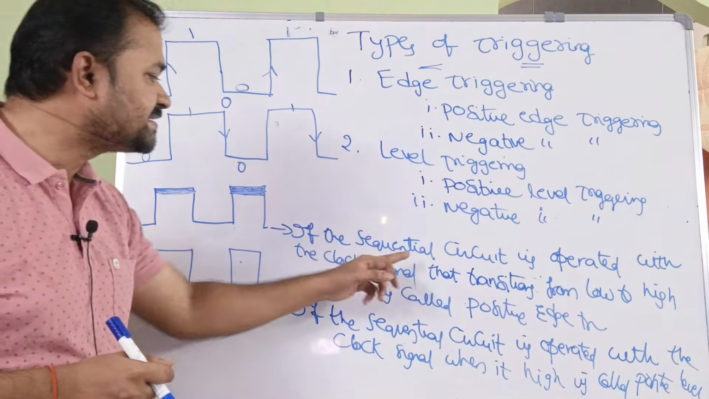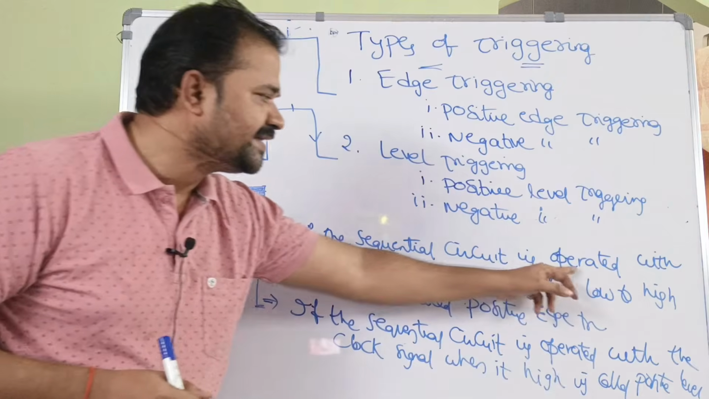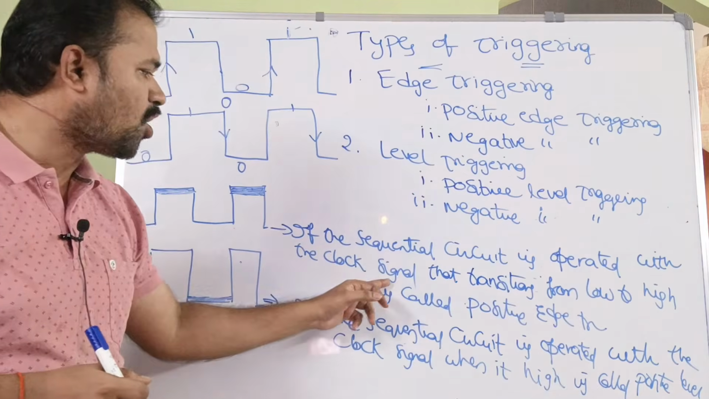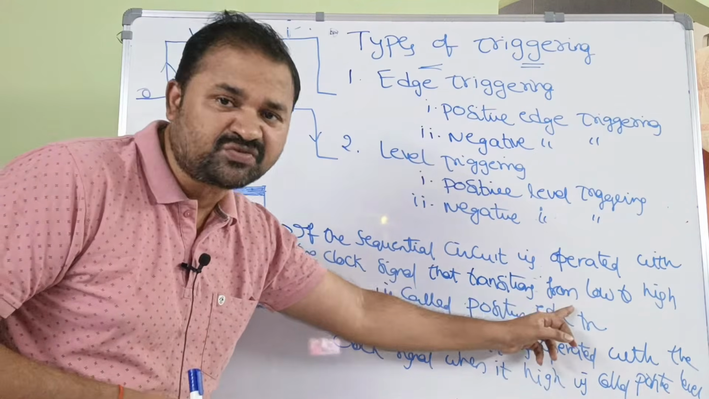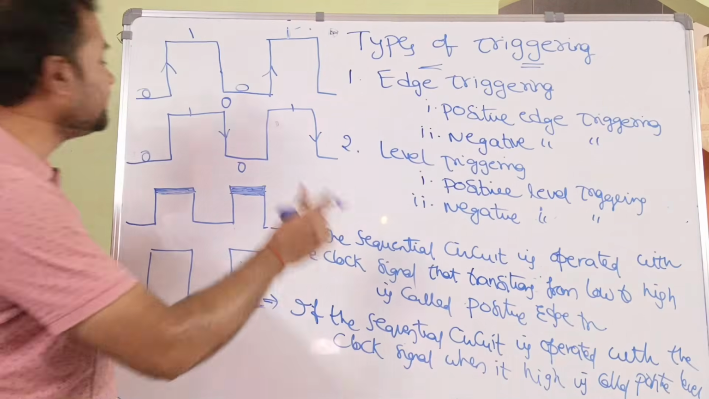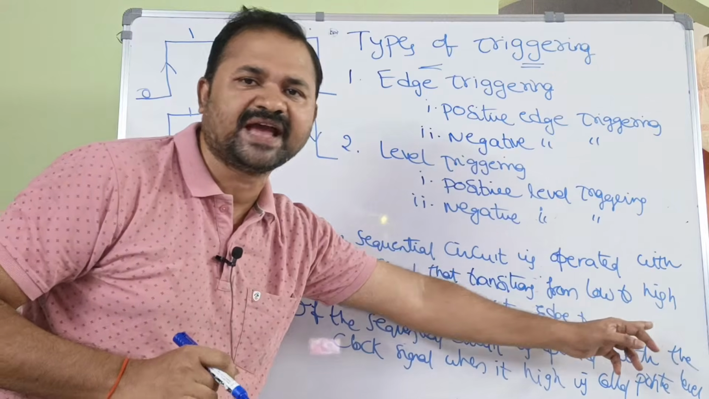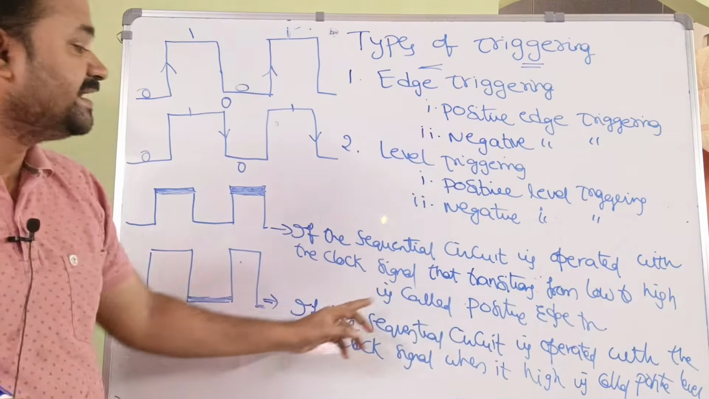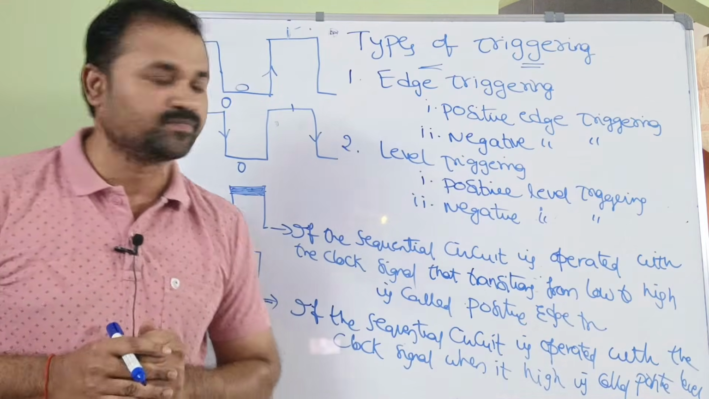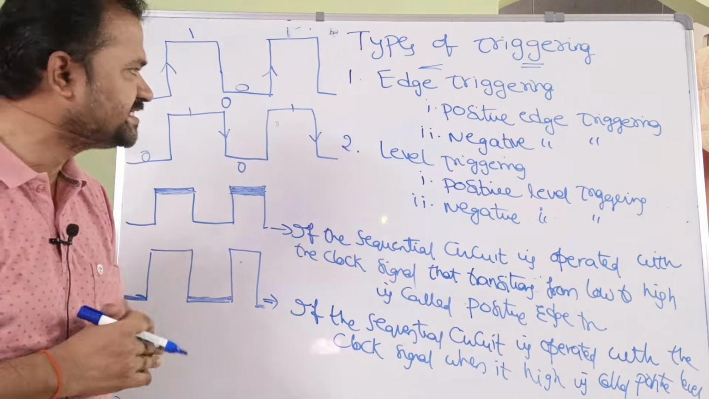So the point is, if the sequential circuit is operated with a clock signal that transitions from high to low, then it is called negative edge triggering. In place of low to high we write high to low. So this is about edge triggering.